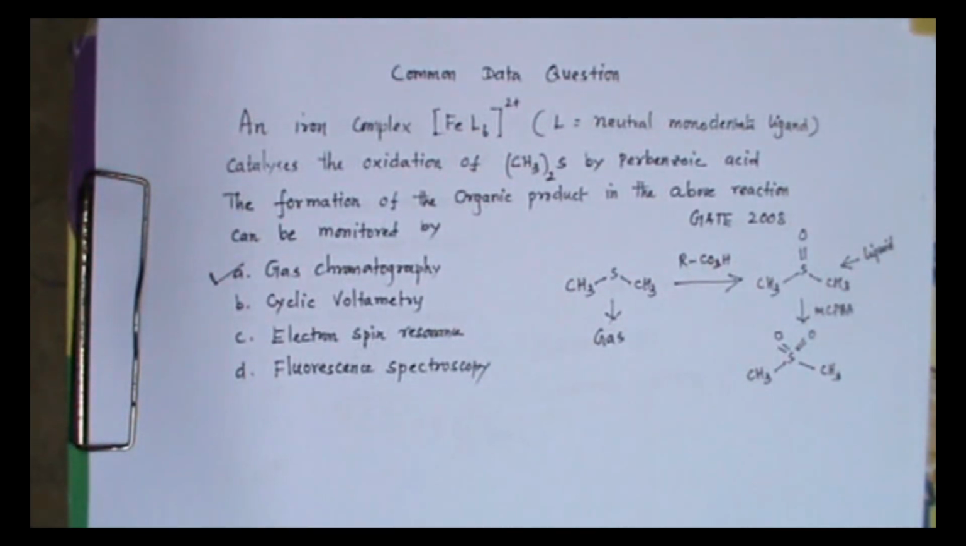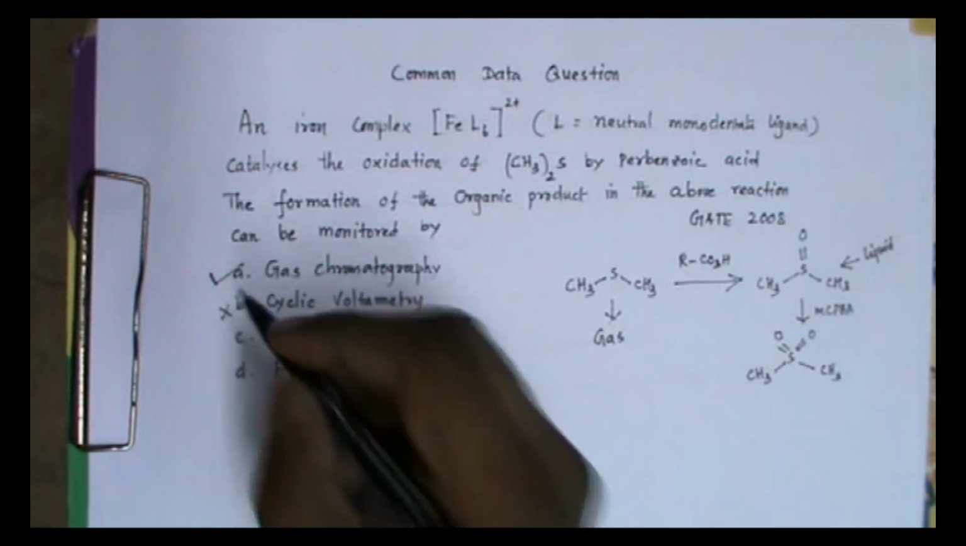Okay, what about cyclic voltammetry? Cyclic voltammetry is used to find out the redox reaction. When there is transfer of electrons, that can be identified by cyclic voltammetry. The oxidation peak and reduction peaks will be observed. But here there is no metal, no electron is transferred, so this cannot be used.